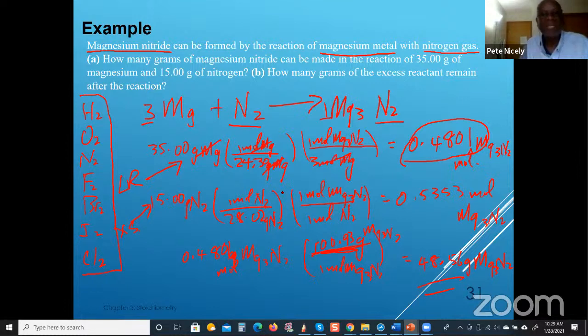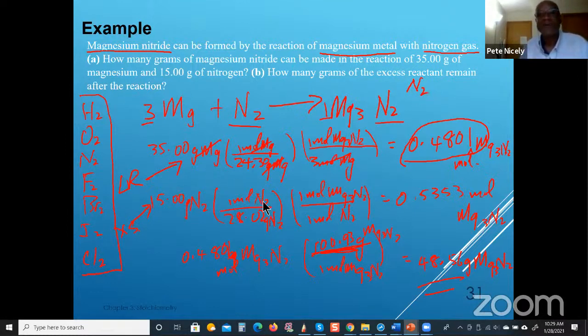Okay, now the B part is a bit more complex because the B part is asking how many grams of the excess reactant remain after the reaction. Now remember I said that based on what we have done before, we determined that the limiting reactant is the magnesium, which means that the excess reactant is the nitrogen. So what this question is asking is how many grams of nitrogen remain after the reaction?